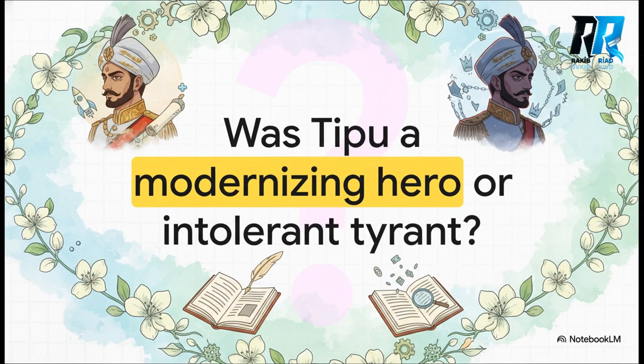Every great historical review needs a solid central thesis prompt, and well, here's ours for today. Was Tipu Sultan a modernizing hero who valiantly fought off European colonial expansion, or was he an intolerant tyrant who brutally oppressed his own subjects? As historians, we can't just take one side's word for it. We have to really look at the data together.